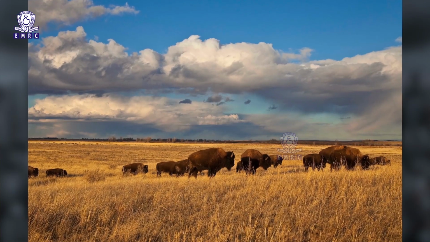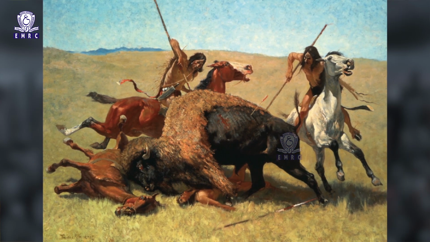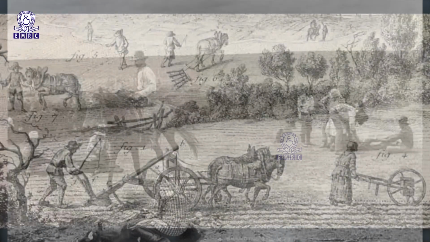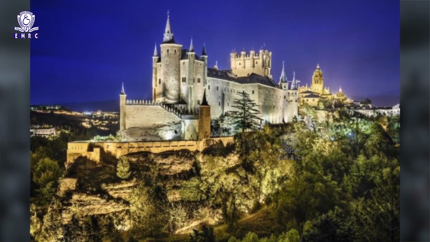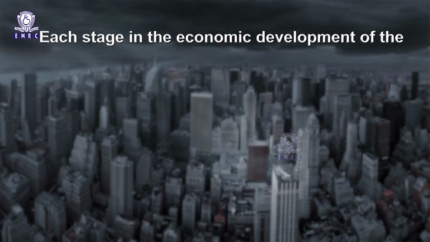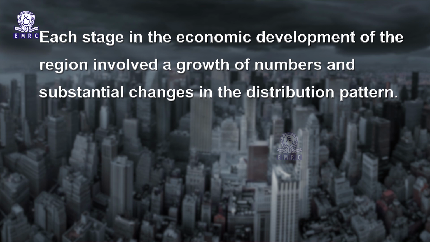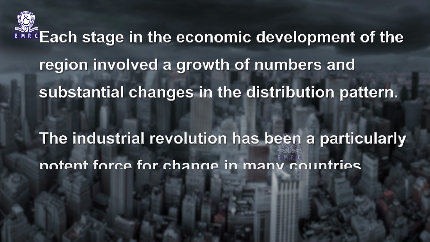For example, the North American prairies presented different opportunities for the Indians with their hunting economy, the 19th century ranchers, the later settled agriculturists and the modern industrialists and largely urbanized society. Each stage in the economic development of the region involved a growth of numbers and substantial changes in the distribution pattern. The Industrial Revolution has been a particularly potent force for change in many countries of the world.